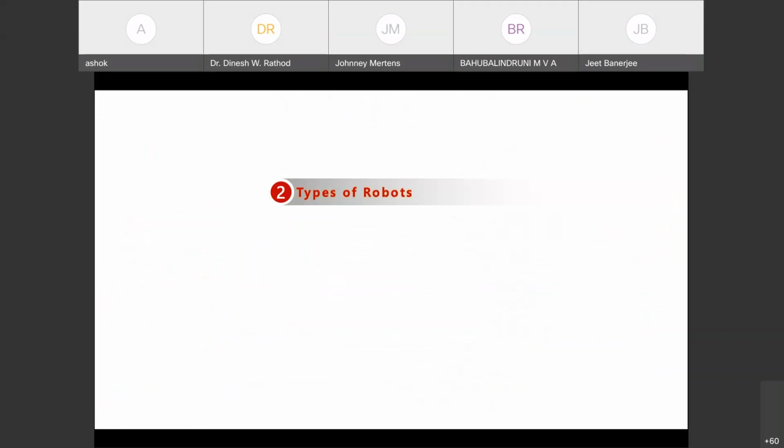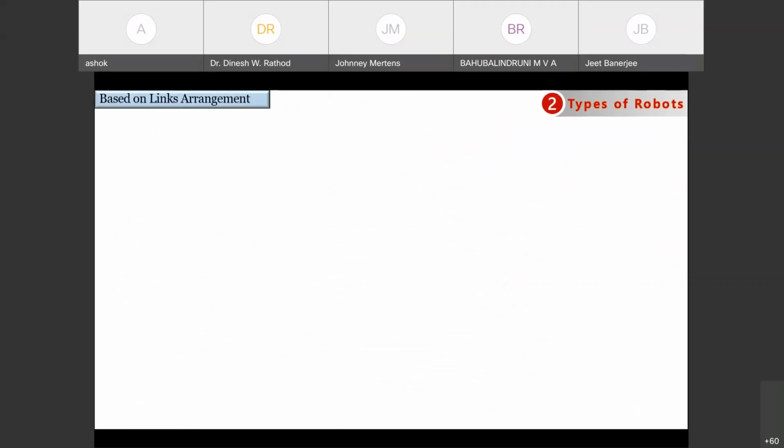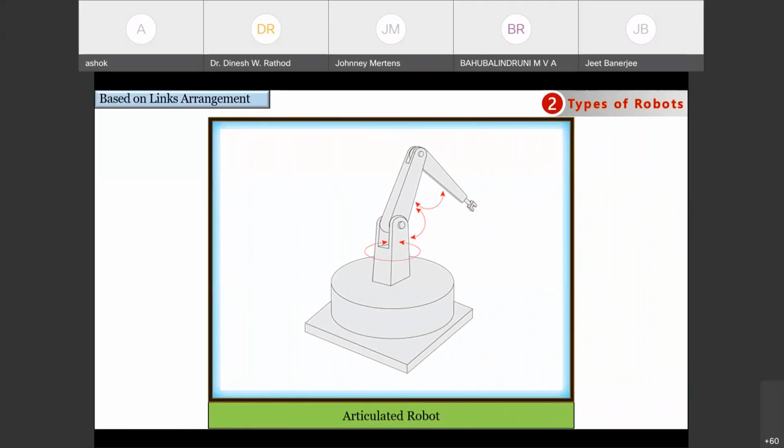Next we move to the next topic, types of robots. First, based on the link arrangement, how the robots are classified. These are the following categories based on the link arrangement. The first type is the articulated robot, in which links are arranged in a series manner. You can see this is the base. On the base, there is one link connected, and there is a joint. Again, that is connected to a second link and a third link. So if the links of a robot are connected in a series manner, then that is called an articulated robot.